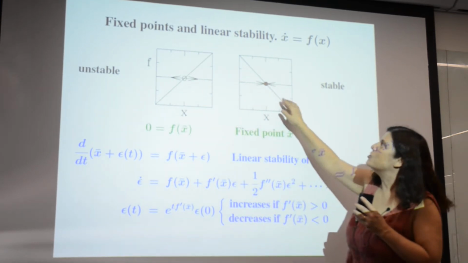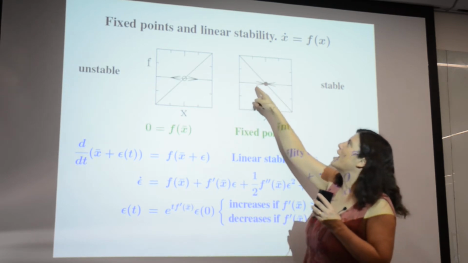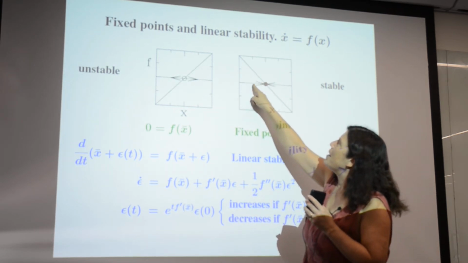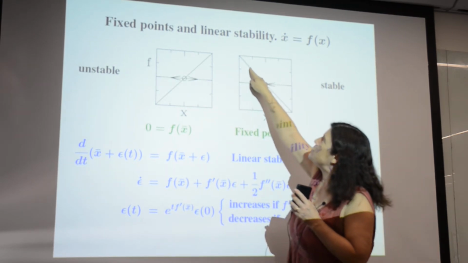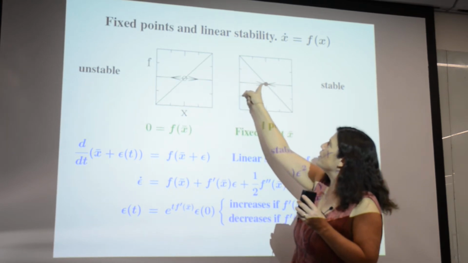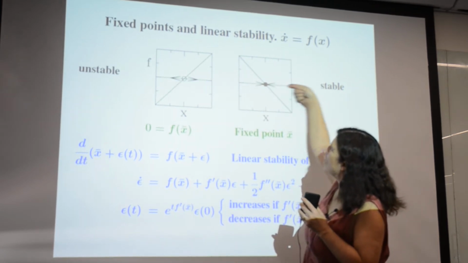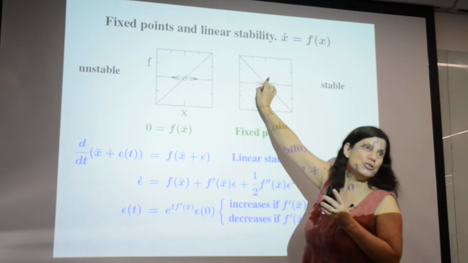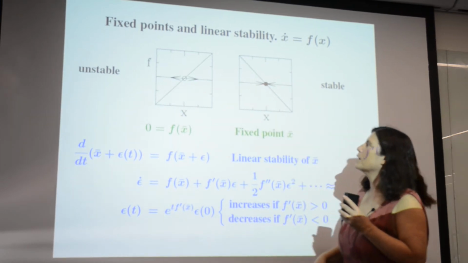In contrast, if you have a negative slope, then over here, for these values of x, f is positive, so you have an arrow going this way. Here, f is negative, so you have an arrow going leftwards, and hence you move in.